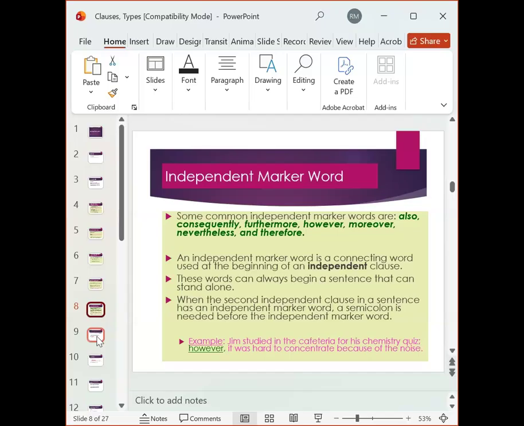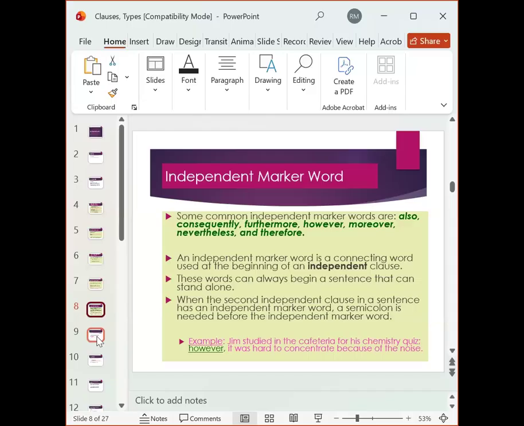All right. Now, we've been talking about the two major types of clauses. They are, all of you, dependent clauses and independent clause. Very good.